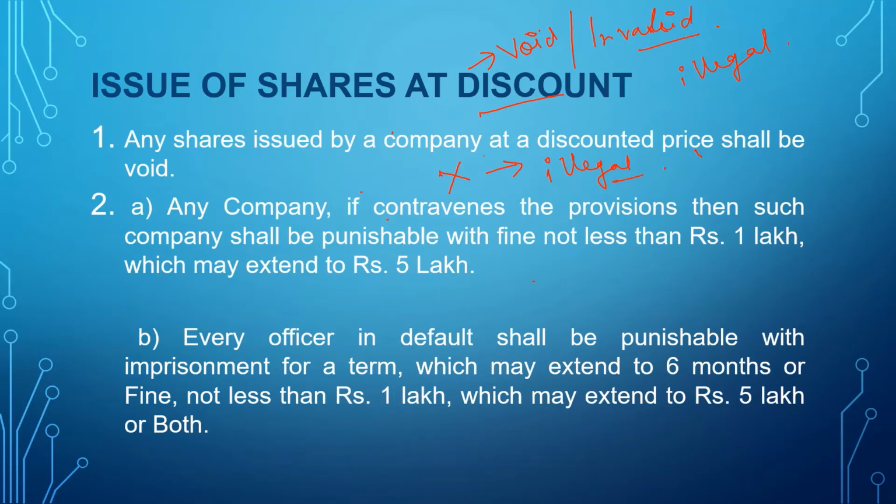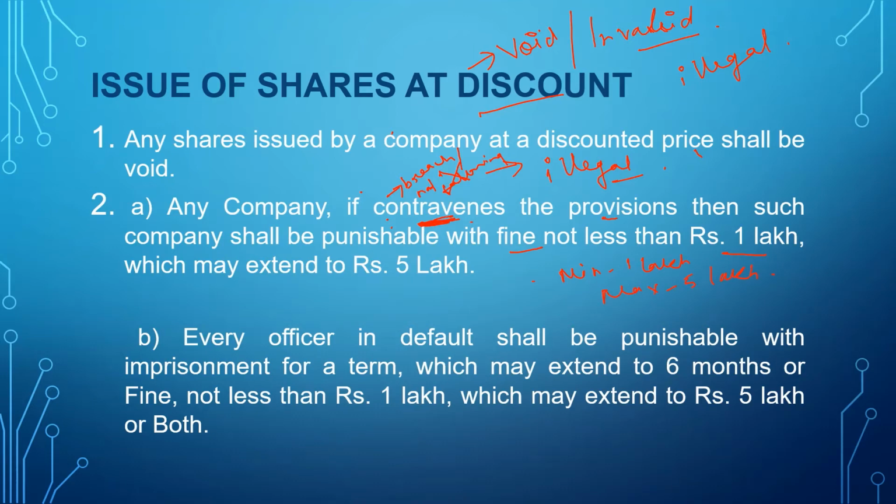If a company is not following these rules, and still the company is issuing shares at a discounted rate, that means the company contravenes, meaning it breaches or is not following the rules. So if the company is still not following the provisions, what will be the punishment? Fine will be minimum 1 lakh, maximum 5 lakh.